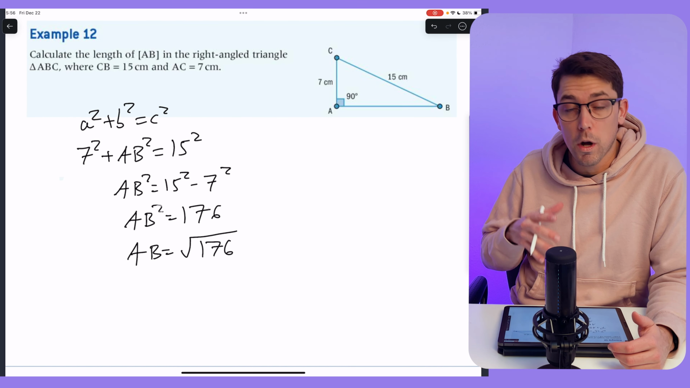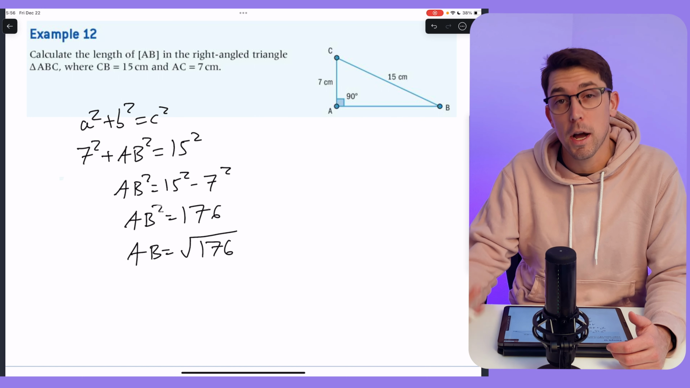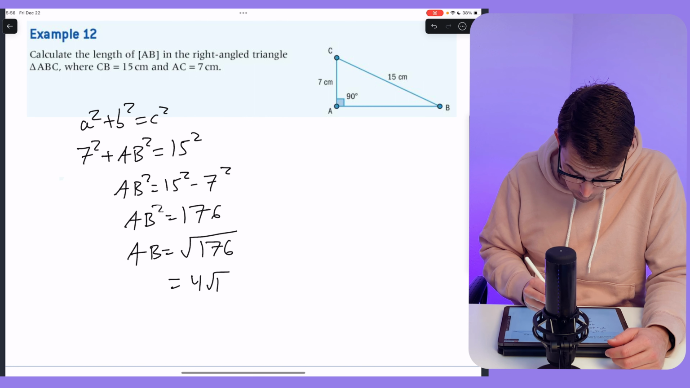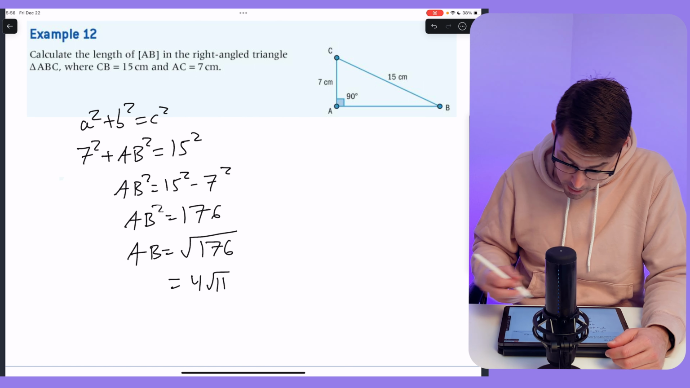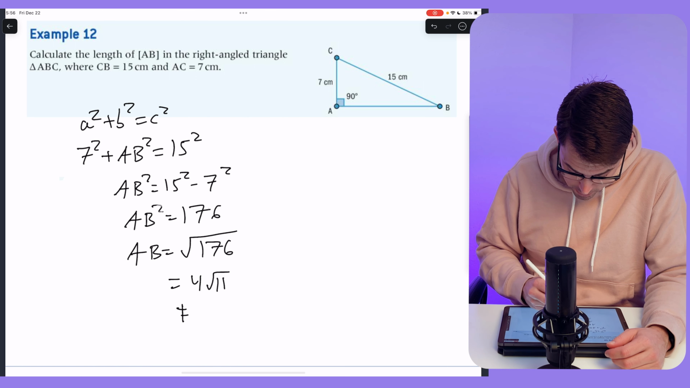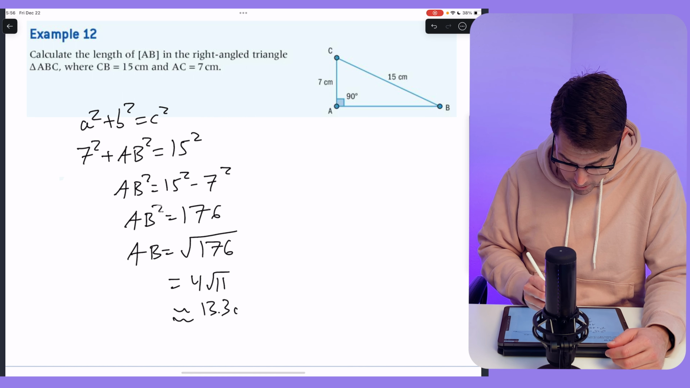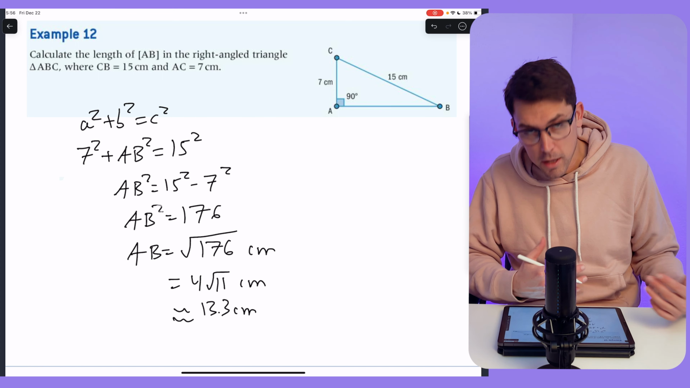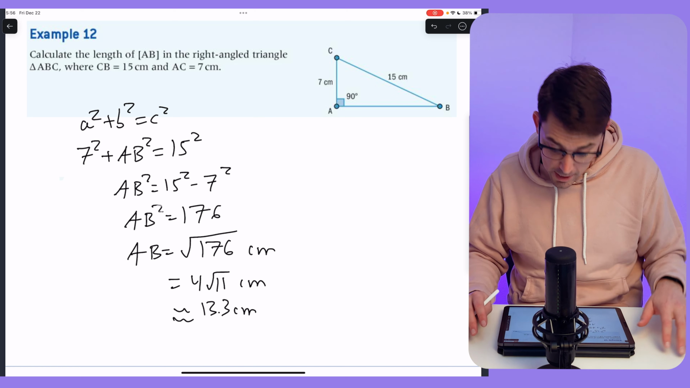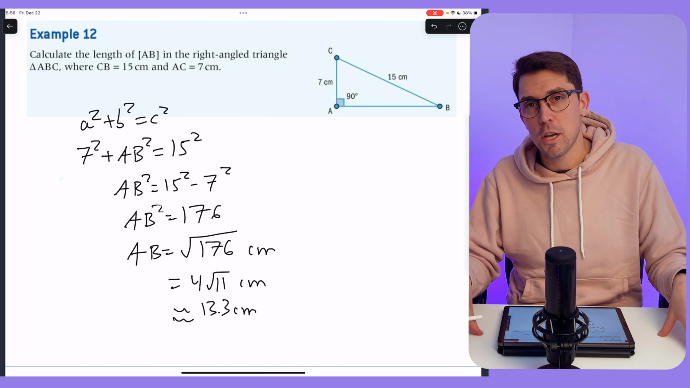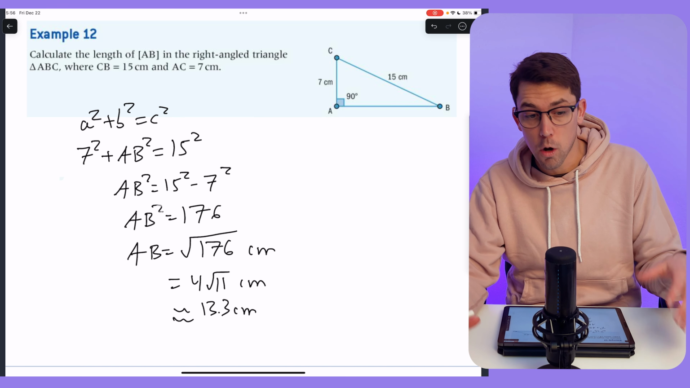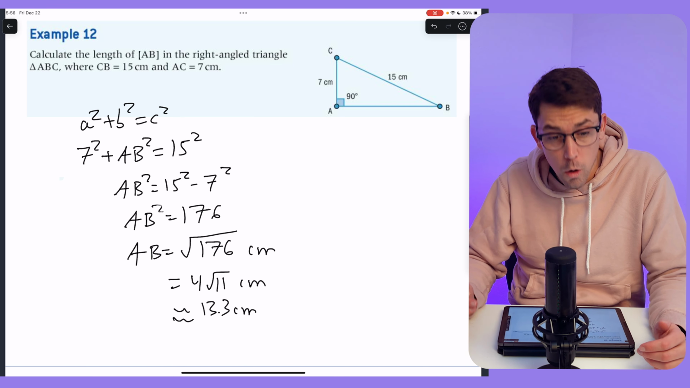It depends if your teacher wants you to simplify this or give it as an approximation in terms of a decimal. If you wanted to express this in simplified radical form, you'd go ahead and do 4 root 11. If you want it as a decimal, in fact I should use the squiggly equals because I'm approximating, you would have 13.3 centimeters. So as long as you are representing this correctly and using the right algebra steps, you'll get this right every time. Just make sure you're paying attention to whether your teacher or the problem wants an approximate decimal answer or a simplified radical form or what have you.